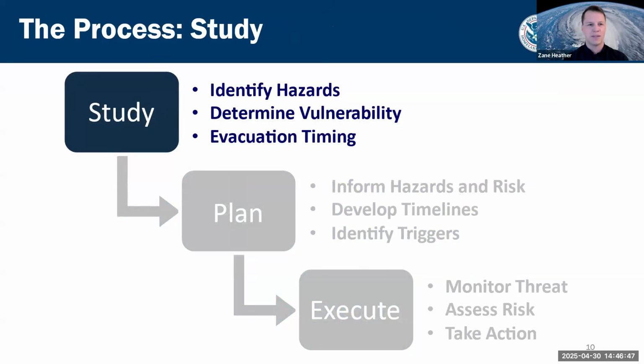The first piece of the process is study. That's where you identify your hazards and the threats to your specific location. You also understand the vulnerability that your location or your jurisdiction has to tropical cyclone hazards. That could be the vulnerability of populations at risk and exposed. It could also be critical infrastructure. We'll talk about that here shortly. And then finally, you also need to develop those key planning assumptions related to hurricane evacuations, namely things like hurricane evacuation zones and hurricane evacuation timing.